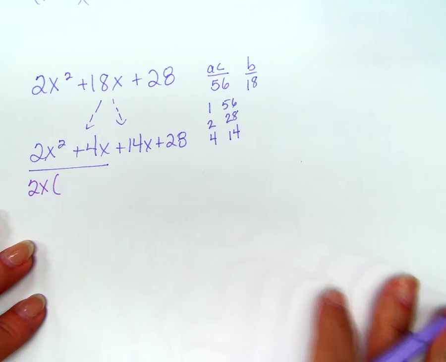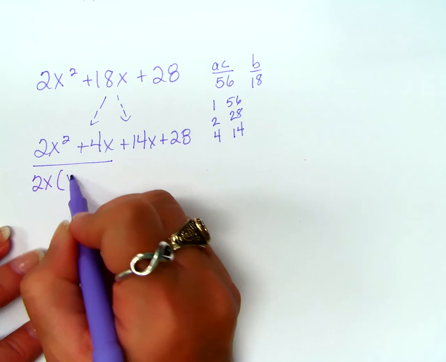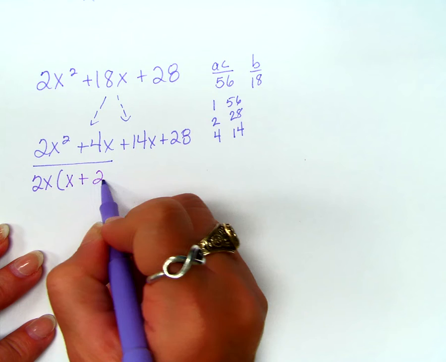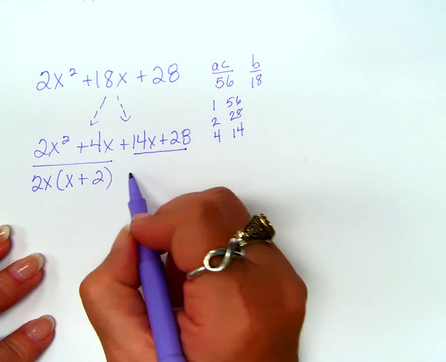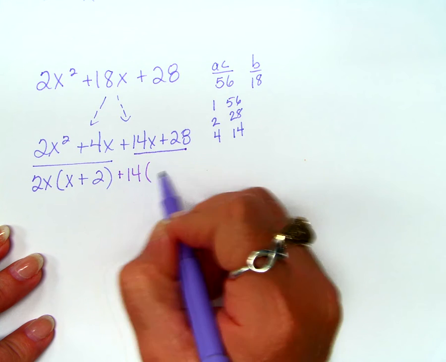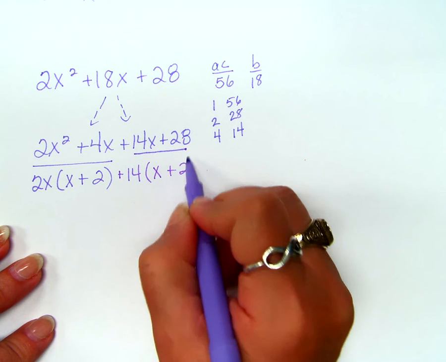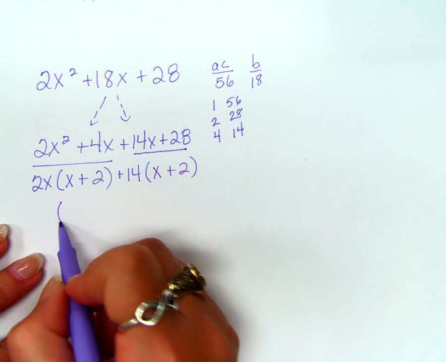2x. What's left? X plus 2. What's common? 14. What's left? X plus 2. So tell me the answer.